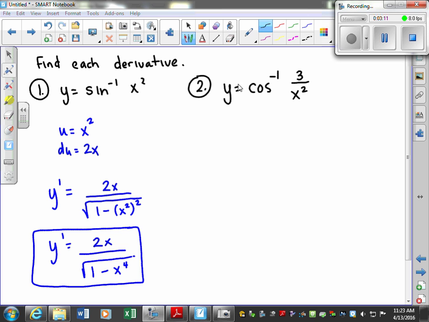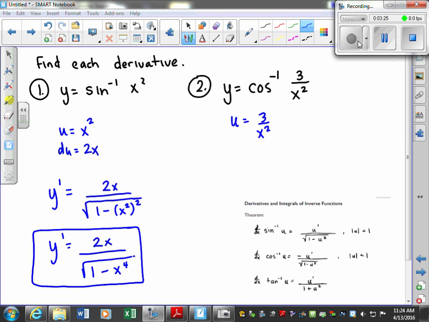Okay, so the next one is y equals cosine inverse of 3 over x squared. Pull the formula, but the next thing we need to do is just start with our u. And we're going to let this 3 over x squared be u, and it may be helpful to rewrite it with the negative exponent. So u is 3 over x squared, or that can be rewritten as 3x to the negative 2. That makes it a little easier to do the derivative, or u prime, which would give us negative 6x to the negative 3. Which if we simplify that, just so we have all versions of it, is negative 6 over x to the 3rd.